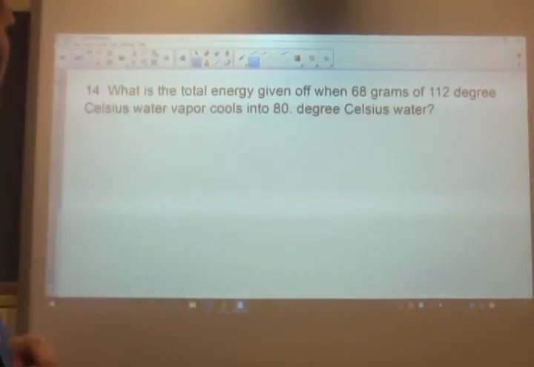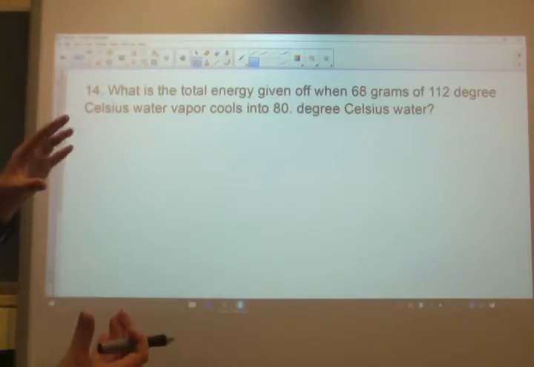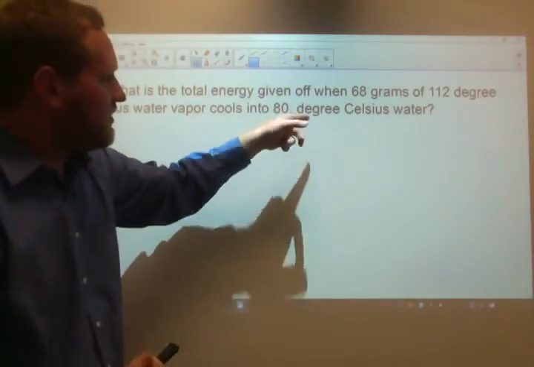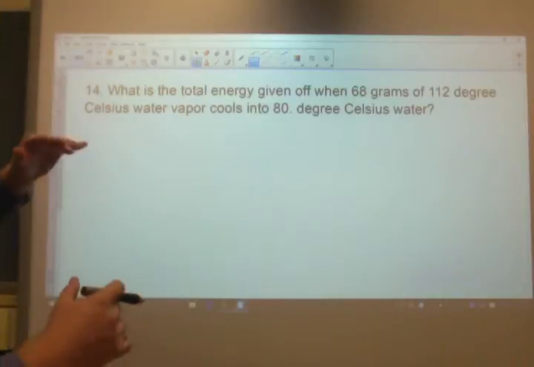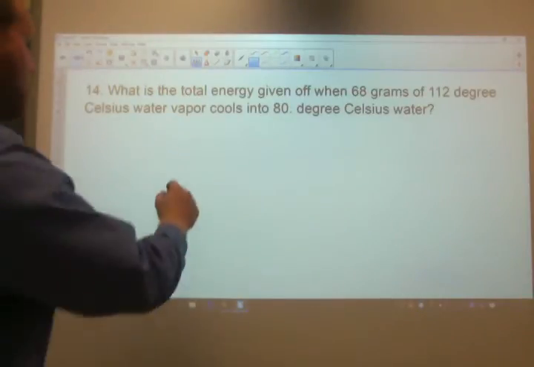Couple more problems. Number 14, so I'm jumping a lot of numbers, so this one's going to be a little trickier. What's the total energy given off when 68 grams of 112 degrees Celsius water vapor cools into 80 degrees Celsius water? So I'm starting with water vapor at 112. It's going to turn into 80 degree water. But remember, it's not just one step. There's actually 3 steps here. Let's draw our heating curve.